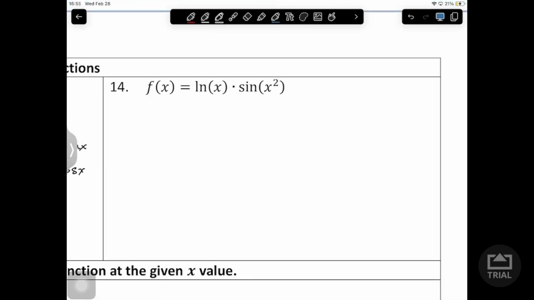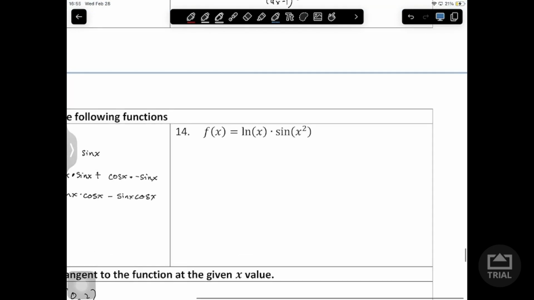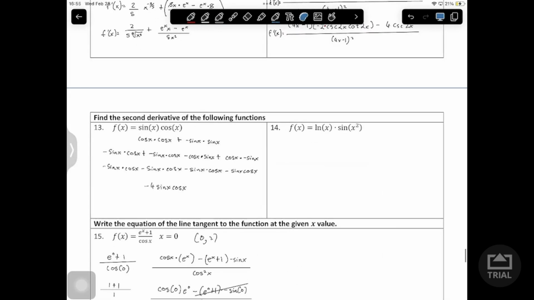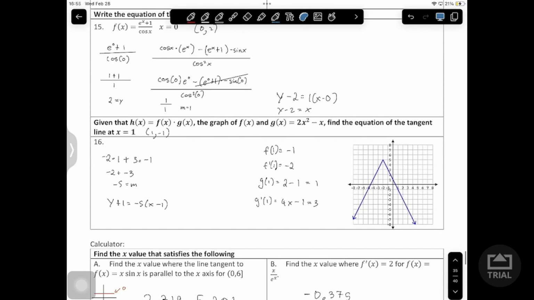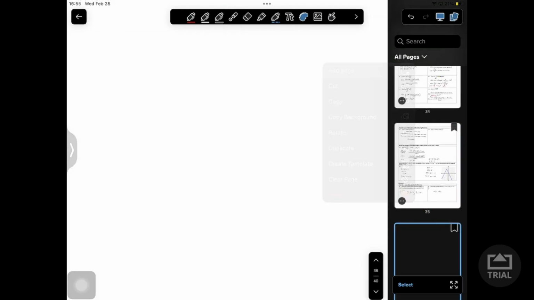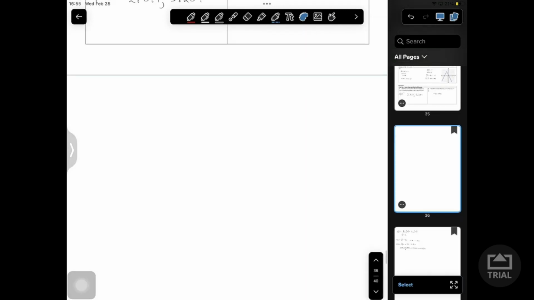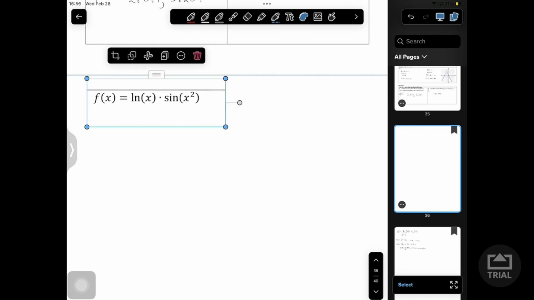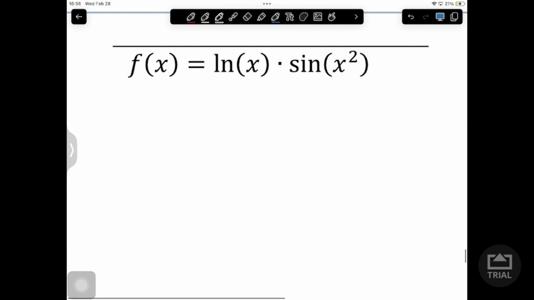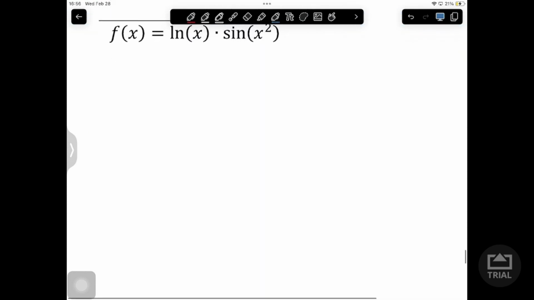So, back to number 14. This problem is going to take a lot of space, so I'm just going to copy that and move down. Let me make a new page quickly, add a page. There we go. Okay, I'm going to paste it here and make it bigger. Okay, let's get started. This one's going to be a little bit of a long one.